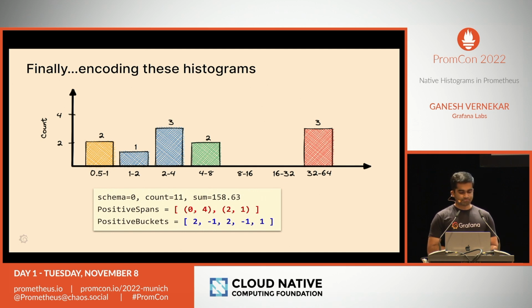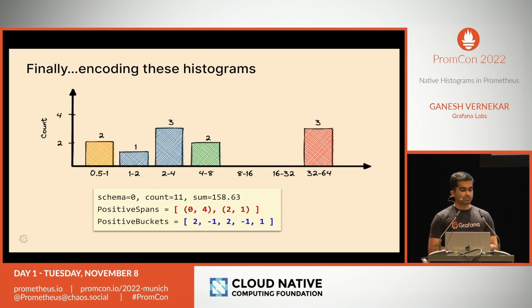And you see there are 4 buckets that are filled, then there are 2 buckets that are empty, and then there is another bucket that is filled. So we have schema 0, count equals 11, and sum, which is very trivial. So now let's look at the positive spans. If you look at the slice of positive spans, it has 2 things, 0, 4 and 2, 1.